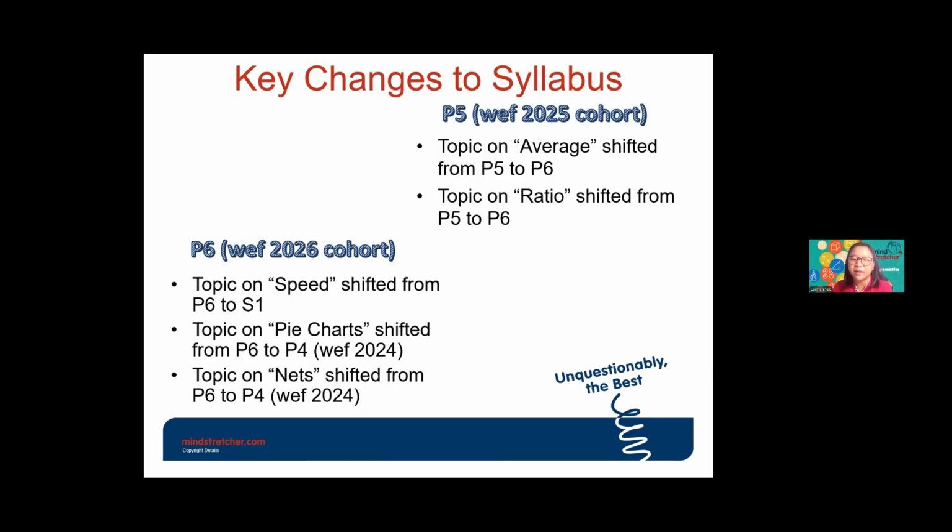They learned average and ratio in primary five, but you didn't learn them. How come the whole primary five year went past already, but you didn't learn anything about ratio and average? That's because ratio and average have been shifted to primary six. So you are only going to learn average and ratio in primary six. In the past, it used to be in primary five, now it's in primary six.